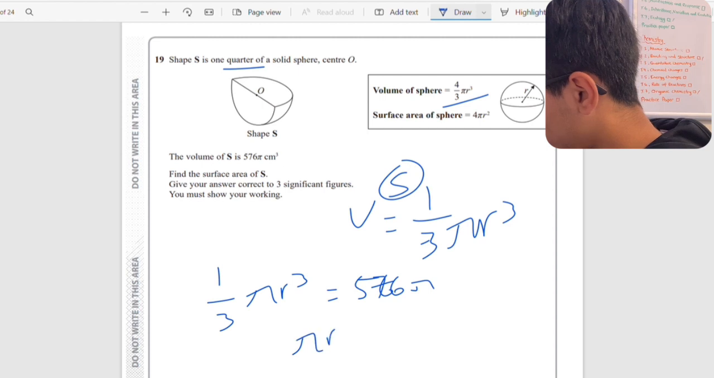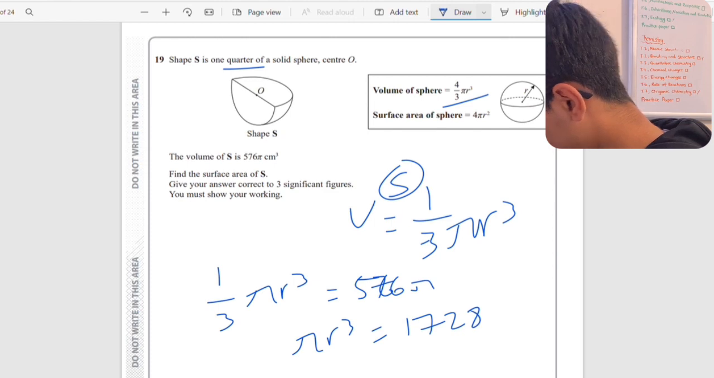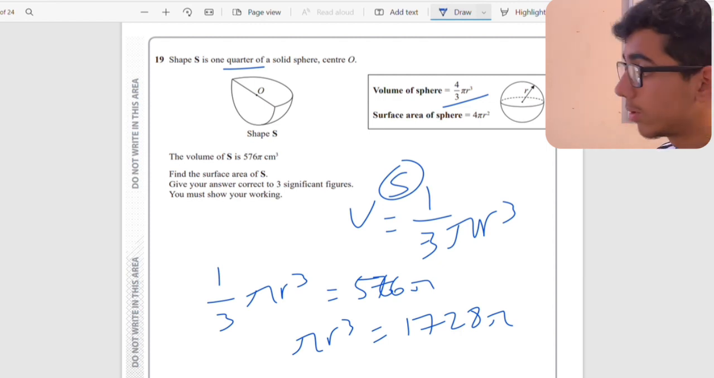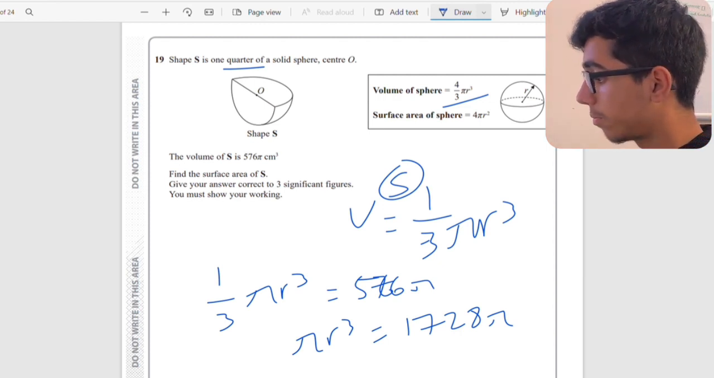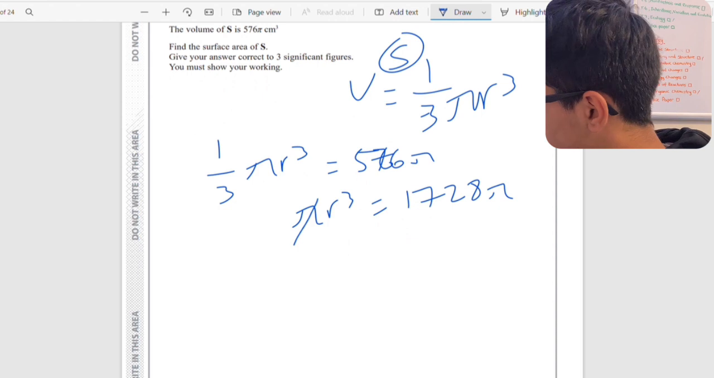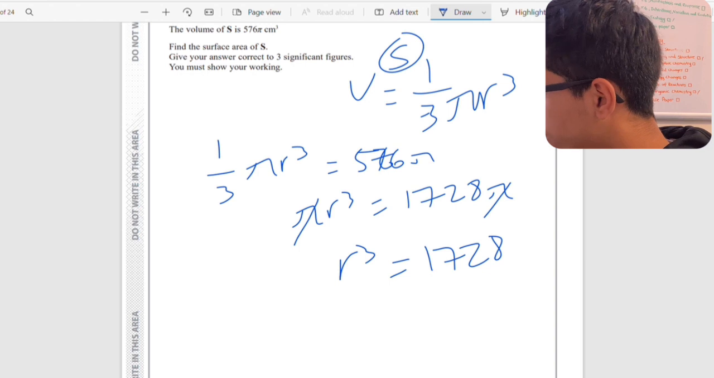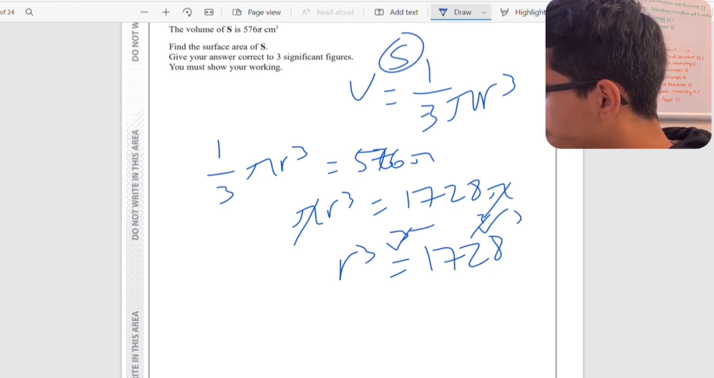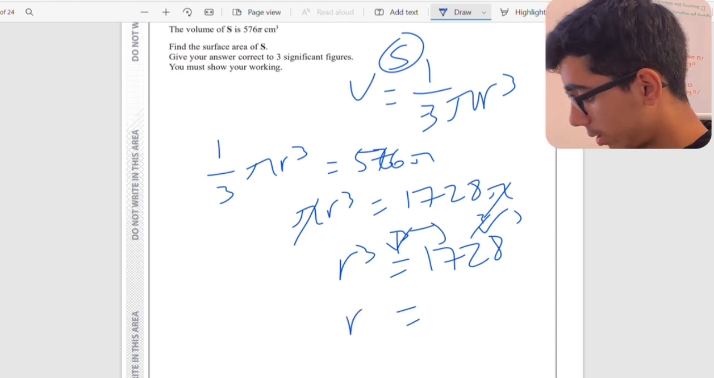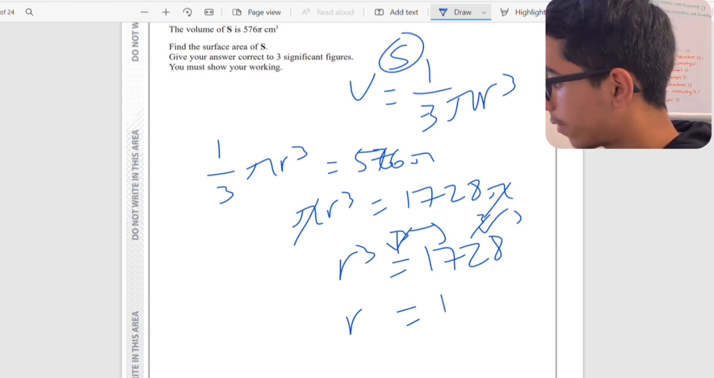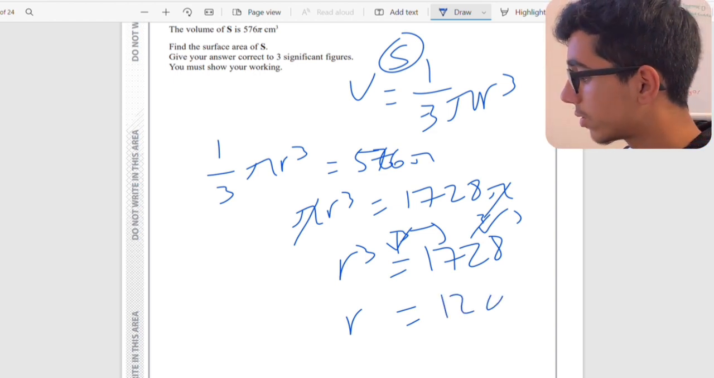So pi r cubed equals 1728 pi, because the end goal is to get the radius, because that'll obviously help us with the surface area. Then divide by pi on both sides. We cancel this, so r cubed is equal to 1728. And I think the last thing to do is basically just cube root everything. Again, very messy handwriting, but this is what I can do. 1728, and that gives us 12 centimeters. So the radius is 12 centimeters.